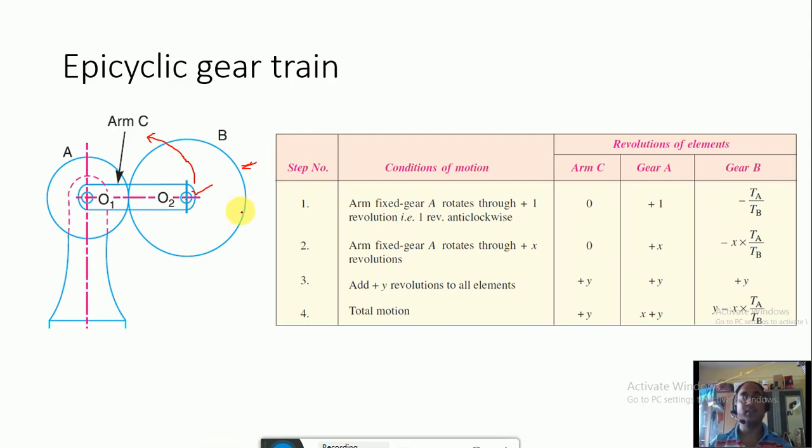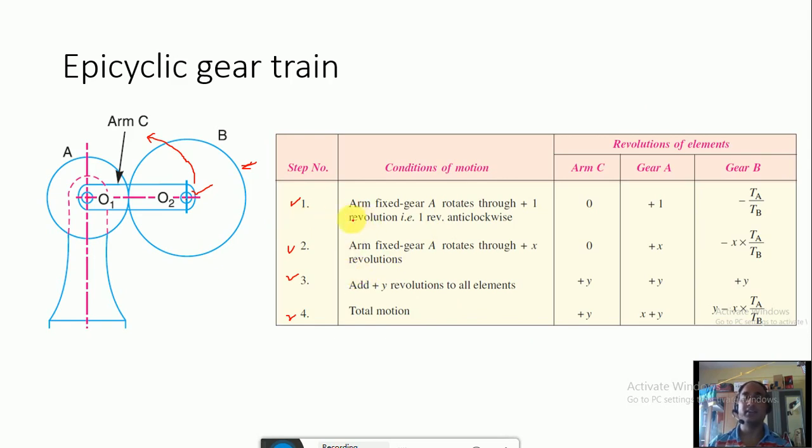Therefore we have one method, the tabular method, to find the train values or the speeds of the different elements in the epicyclic gear train. This procedure is fixed for all types of epicyclic gear trains. Any problem you get, just draw this table and you will get the answers. This table is very standard and fixed for all types of epicyclic gear train problems.